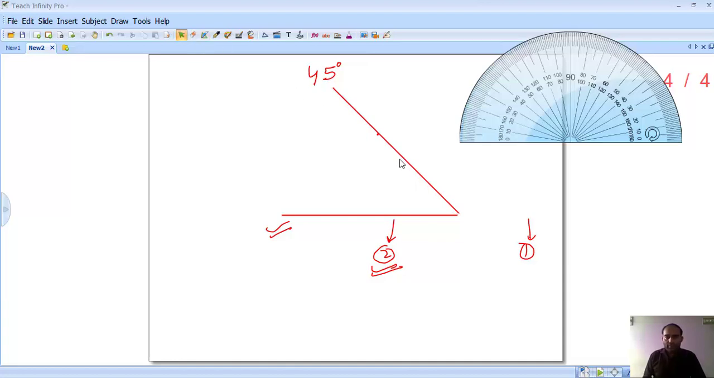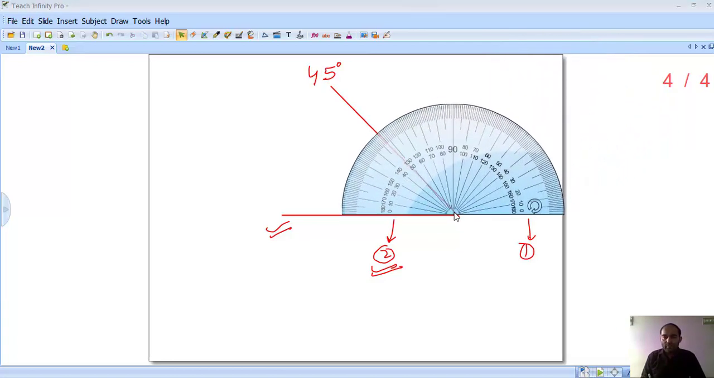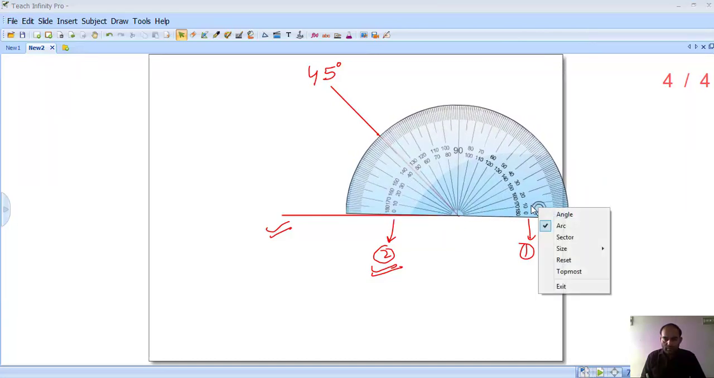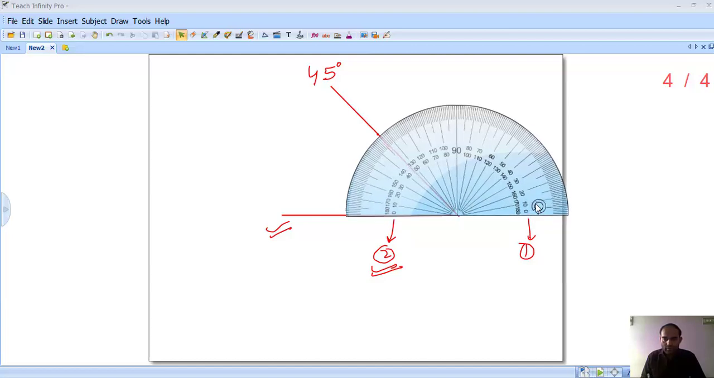Okay, let me correct my line. Yeah, I think it's correct. No, a little bit. Yeah, now it's correct. Now at the last step, measure your angle. I'm going to measure it. Is it 45? No, a little bit. Okay, wait, give me a moment. Okay, now you can see it is not 45, it is 46.